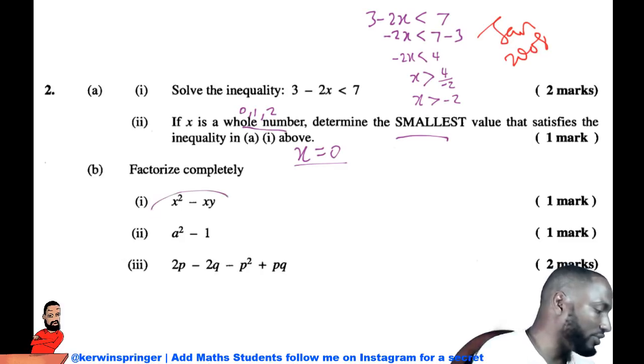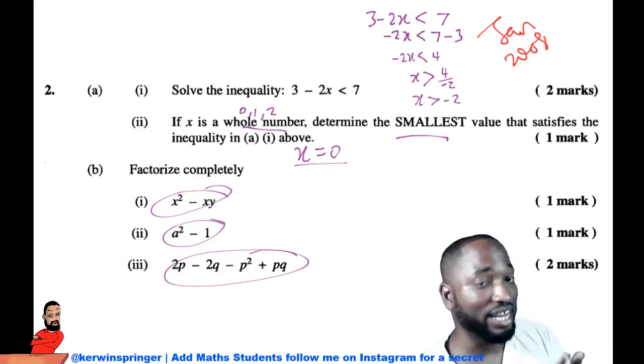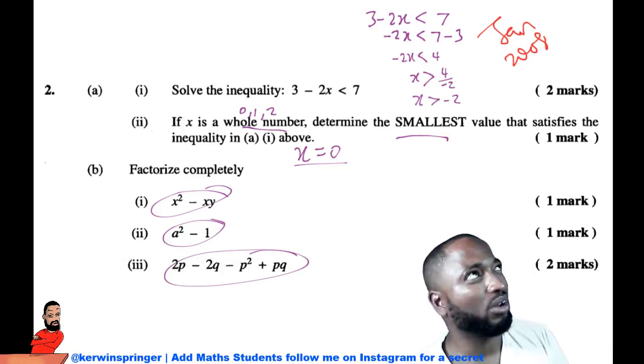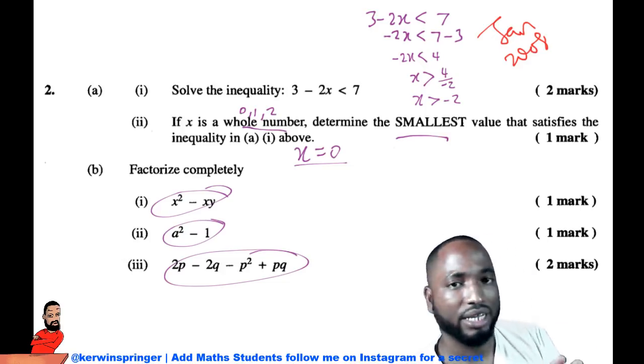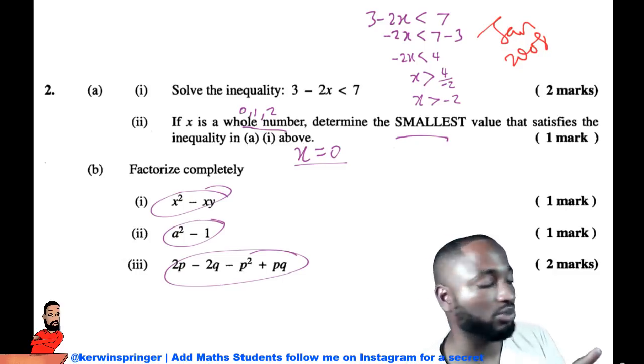Alright, start to factorize. We're starting to see things repeat already, yeah? Look at that. We do about 7 or 8 questions somewhere around there, and we're starting to see so many things repeating. And that's how it is.